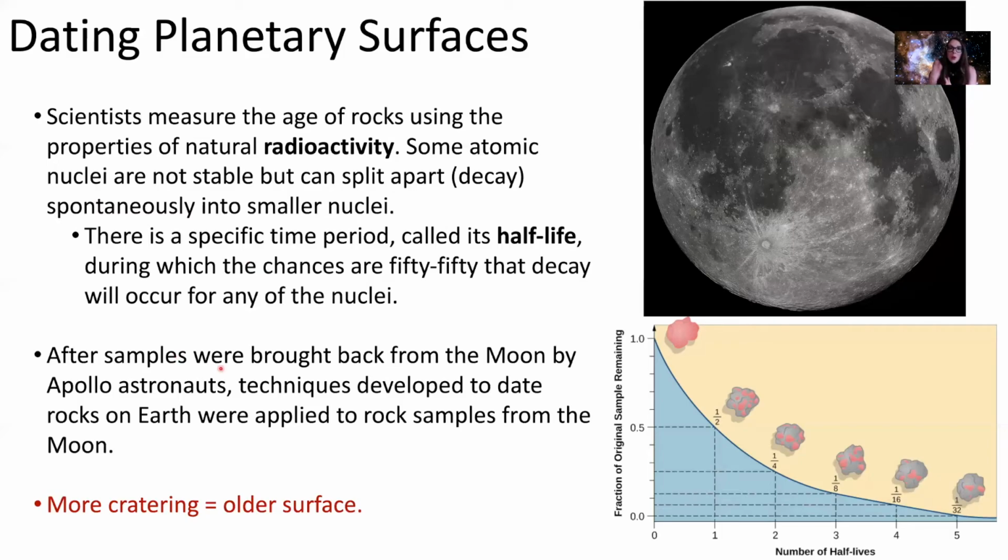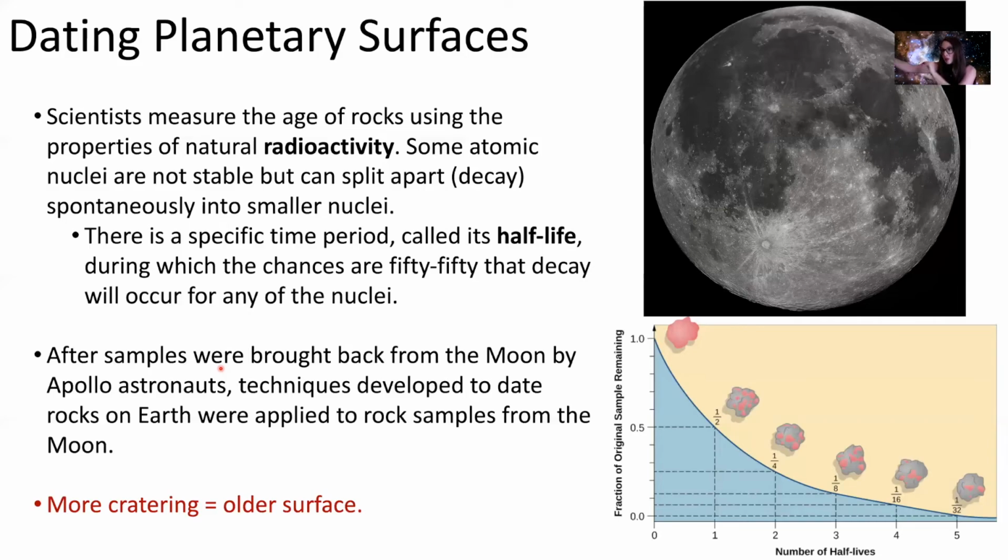After samples were brought back from the moon by the Apollo astronauts, techniques used to date rocks on the Earth were applied to rock samples from the moon. That's the radioactive dating, and we can use that to really pin down the age of the moon rocks. You pin down the age of the moon rocks, and then you count the number of craters in that area. Then you get this really cool set of data where you can relate the age of a surface of a planet to the number of craters you see on the surface of the planet.